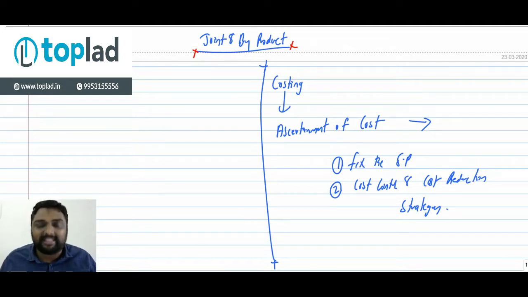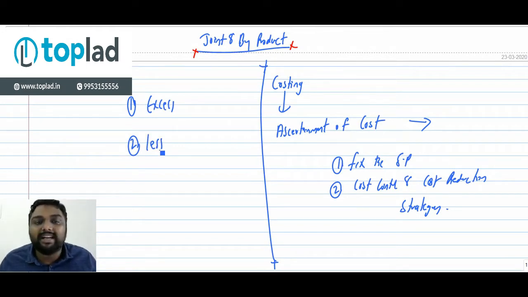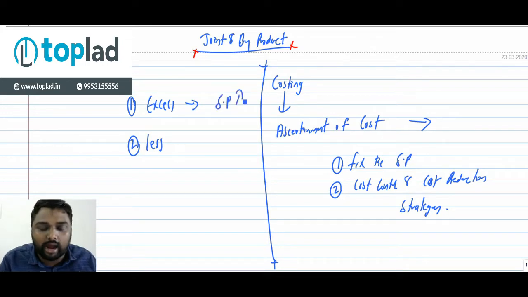If our cost ascertainment is not accurate, there will be two outcomes. One is we will ascertain the cost in excess. The other is we will ascertain the cost less. What are the disadvantages of both these situations? If you ascertain the cost in excess, your selling price looks high, because anyway you need a profit margin. So buyers may choose the competitor's product, the alternative product.